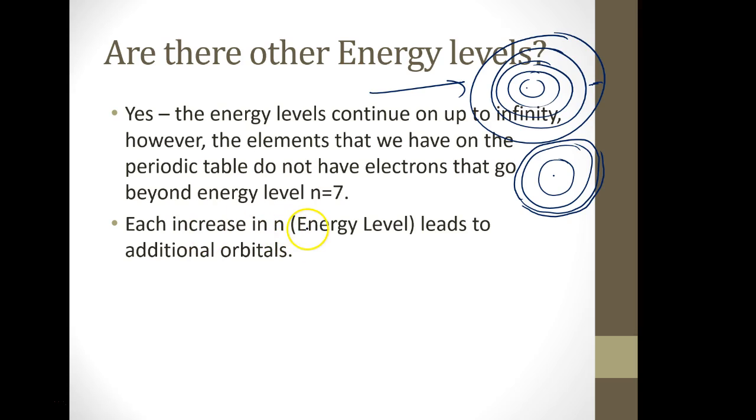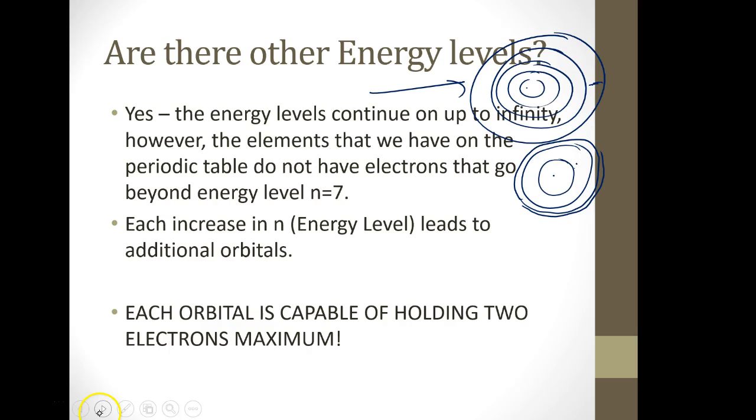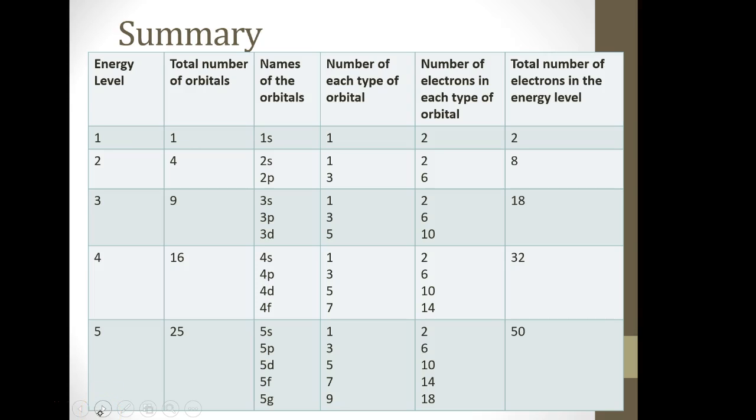So each increase in n, that would be these circles, leads to additional orbitals. And each orbital is capable of holding 2 electrons maximum. We'll get to that when we start talking about electron configuration. So in the first circle, there's only one orbital. It's called the 1s. There's only one of them. It holds 2 electrons. In energy level 2, that's the second circle, there are a total of 4 orbitals. There is 1 called a 2s and 3 called a 2p. Total number of electrons, 2 and 6, for a grand total of 8 in energy level 2.